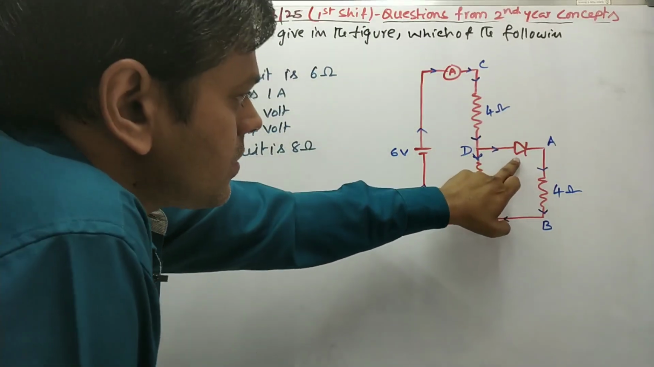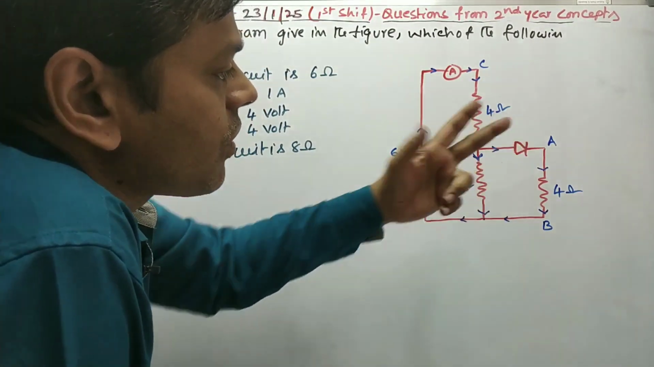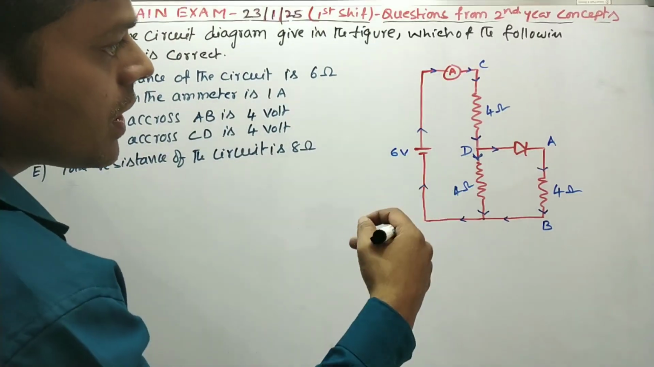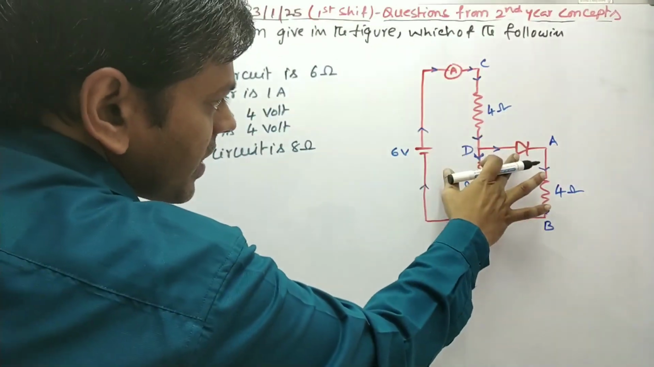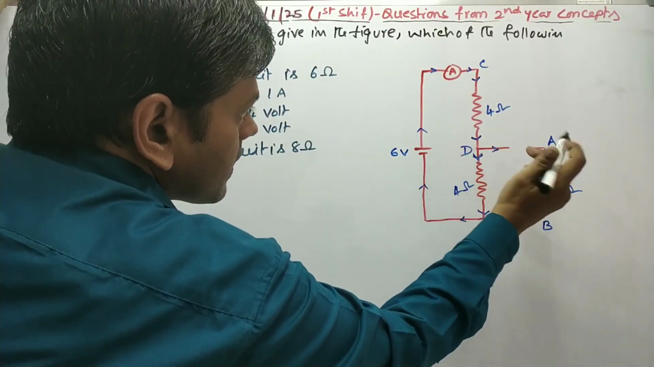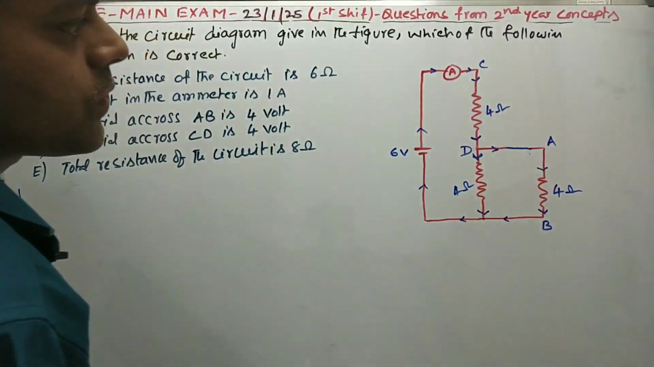Here, see the direction of this diode. This is positive, this is positive. So the diode is in forward bias, so it allows current to pass through it. We need not worry about that. That means you can replace this diode in the circuit, it is not required. This is the circuit diagram.